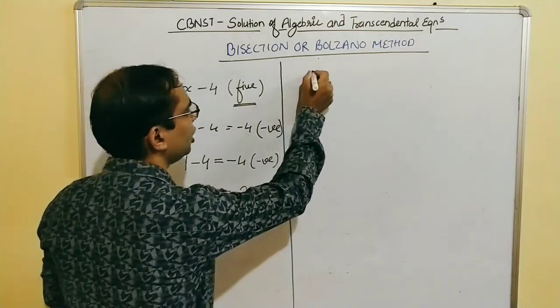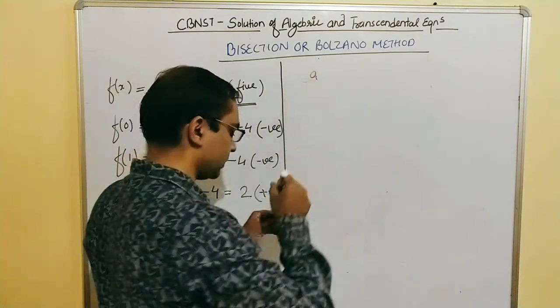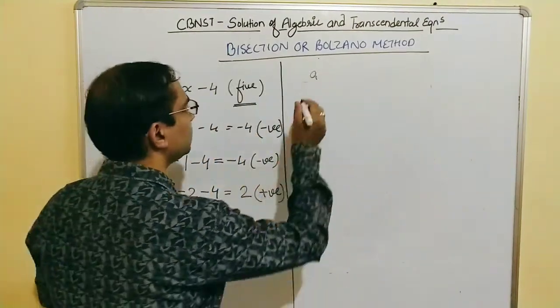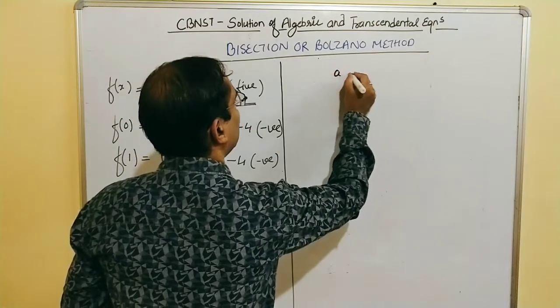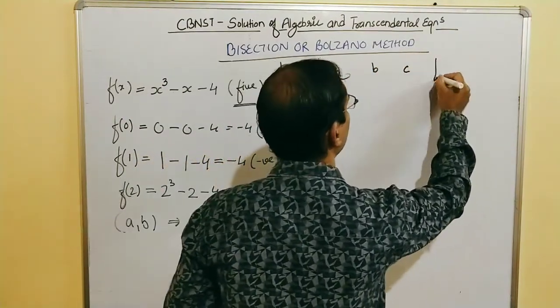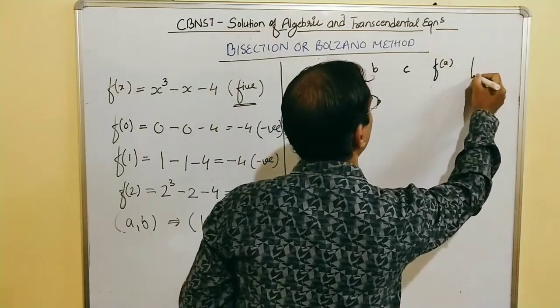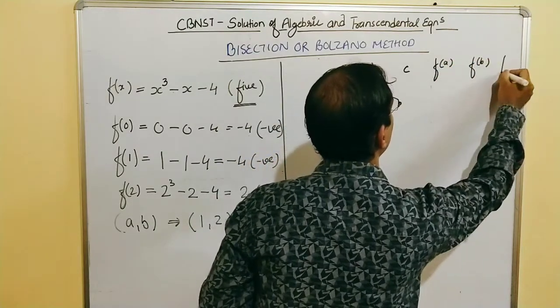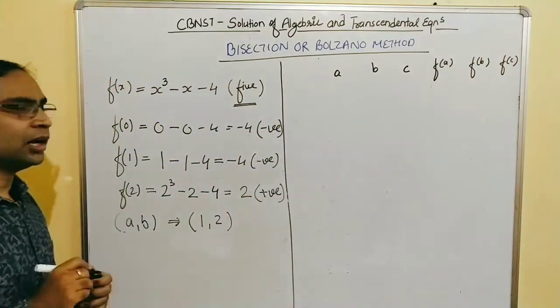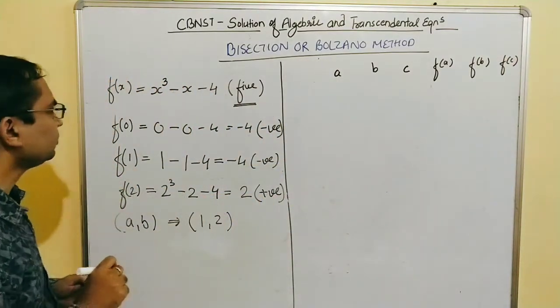Let me take a chart here. I'll create this chart. Let's say I write a, then b, and I'll write c, then I'll write f of a, f of b, and f of c. So I'll create a chart using this.